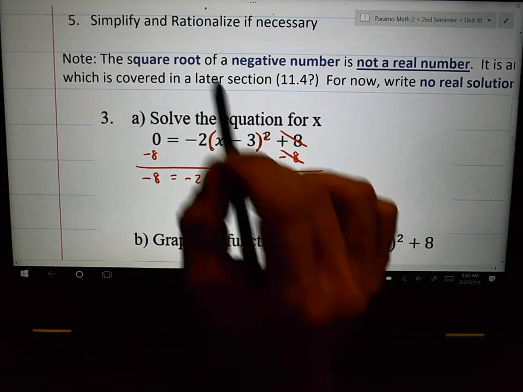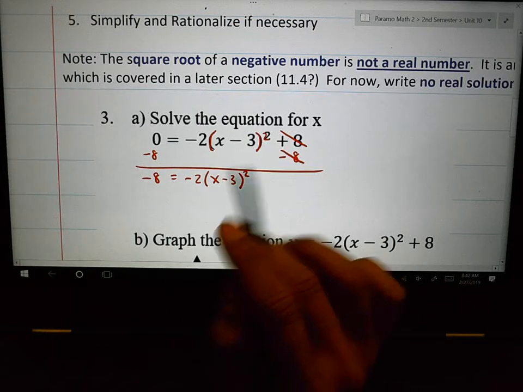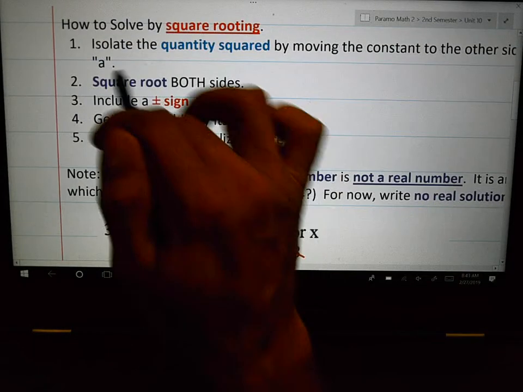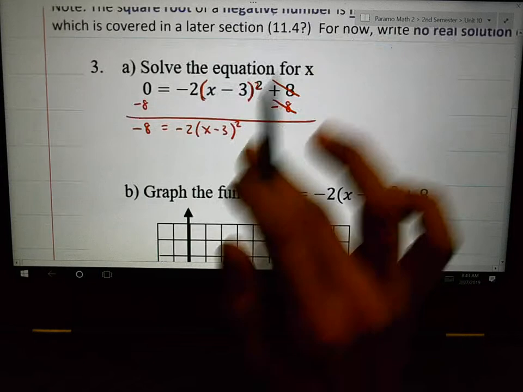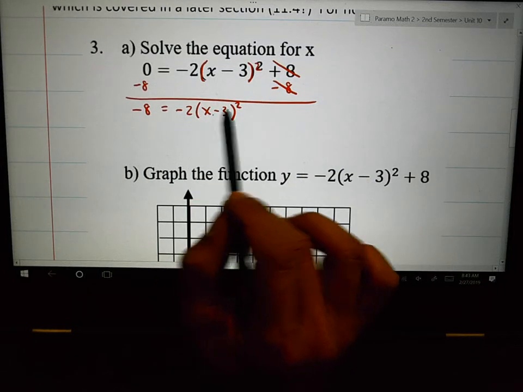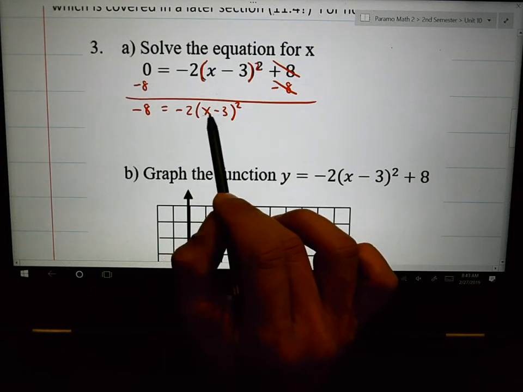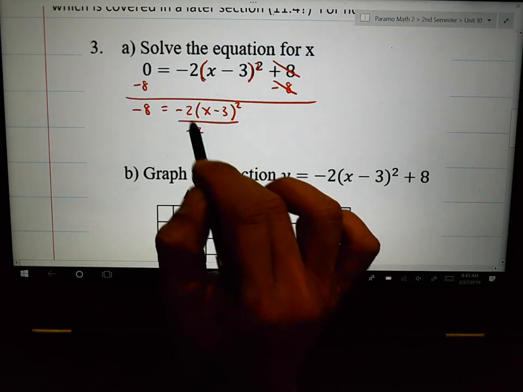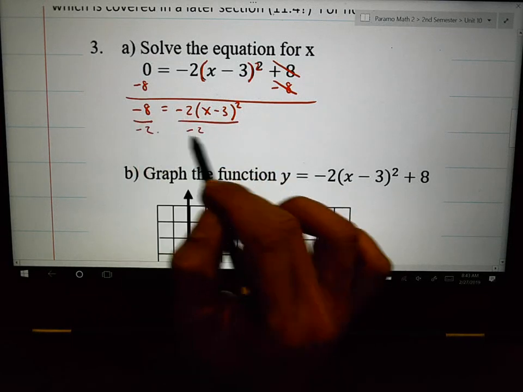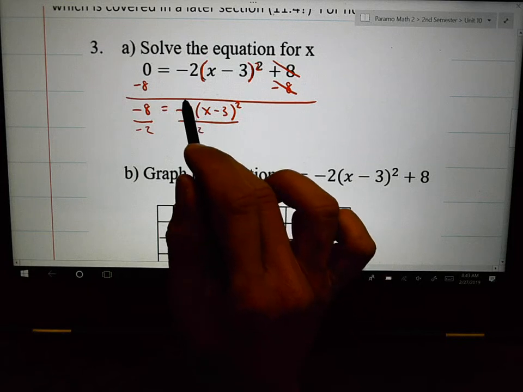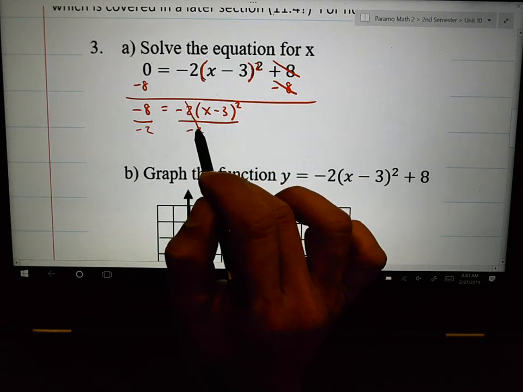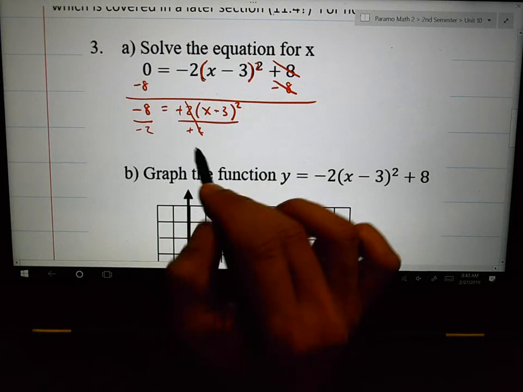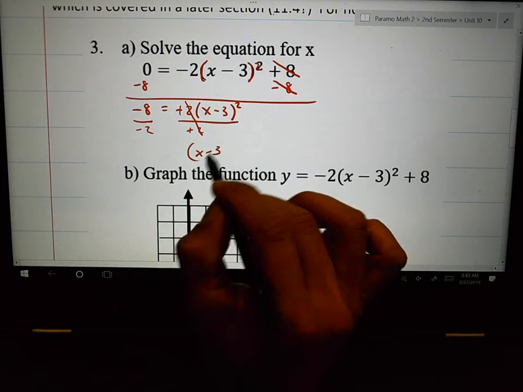I still want to isolate the quantity squared. I might have to divide by a. The a value is the thing in front of the quantity squared. This is multiplying x minus 3 squared. The opposite of multiply is divide by negative 2. I'm going to divide by negative 2. 2 divided by 2 is 1. Negative divided by negative is a positive. 1 times anything is itself, x minus 3 squared.